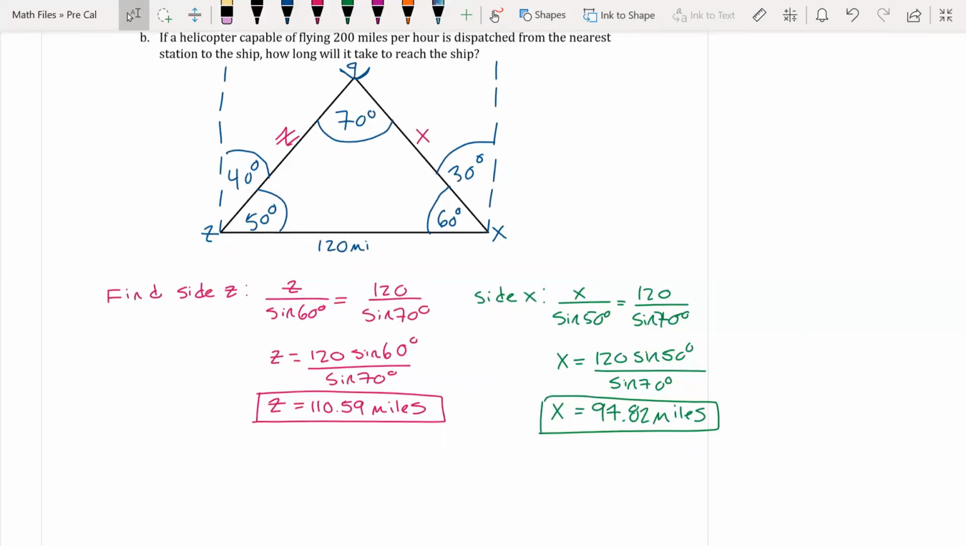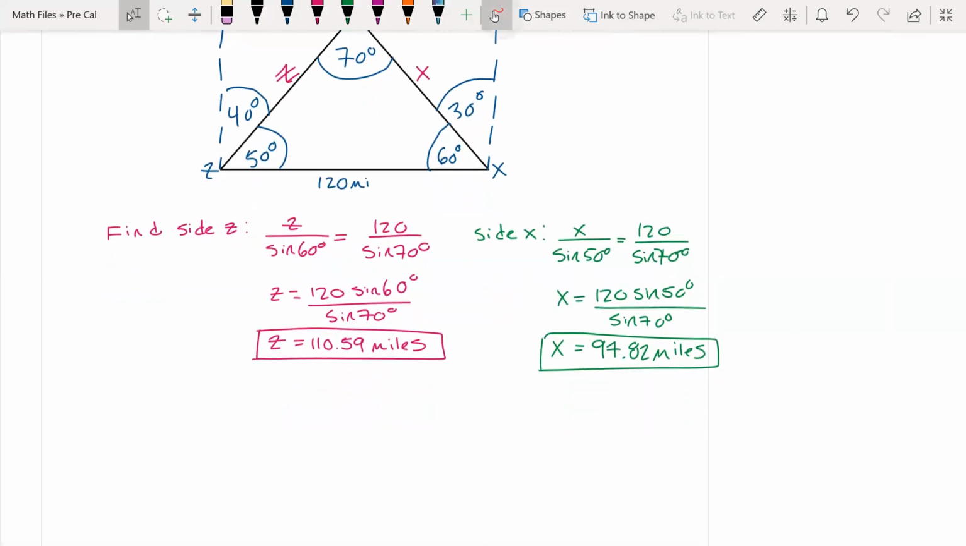I hear you. Okay, so we have how far each station is, and now we want to know if a helicopter capable of flying 200 miles per hour is dispatched from the nearest station to the ship, how long will it take to reach the ship? All right, who's the nearest station? X. Good, so X-ray, right? So here we're going to use that simple distance formula. Distance equals rate times time.